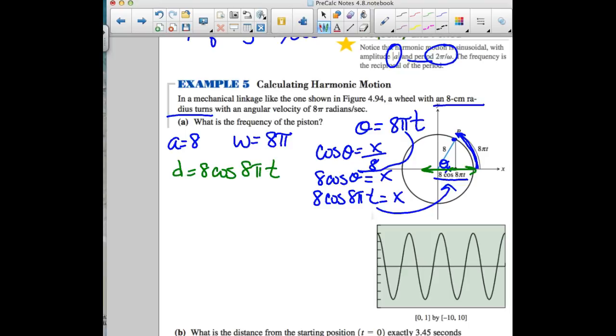Okay, so they are asking for the frequency. Frequency, we had a formula. We said frequency equals omega divided by 2 pi. And since omega is 8 pi, when we divide this, we get a frequency of 4.